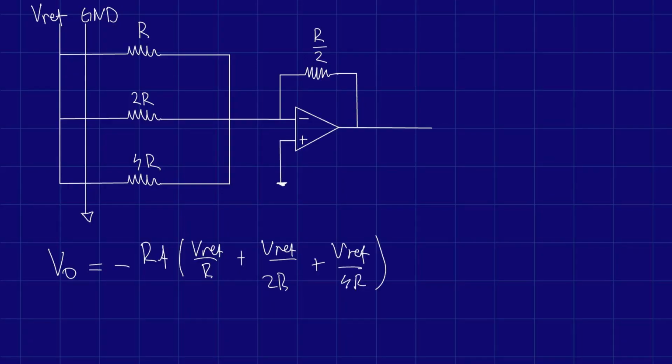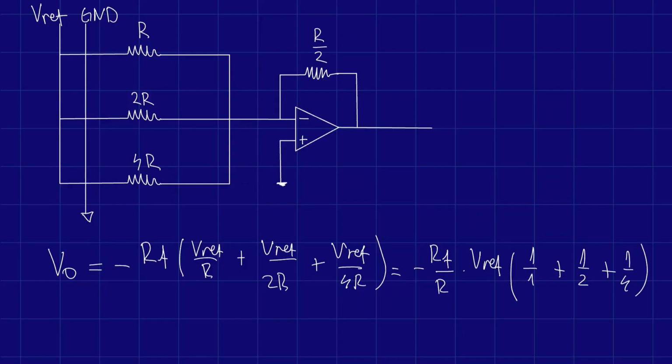Now we can take the R's out of the parentheses, and we can also take Vref out of the parentheses, and we will get the following expression, which will be minus RF divided by R multiplied by Vref, and above we will have 1 divided by 1 plus 1 divided by 2 plus 1 divided by 4.